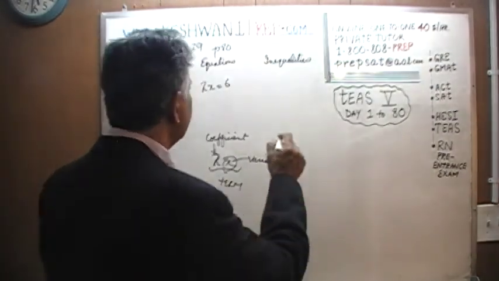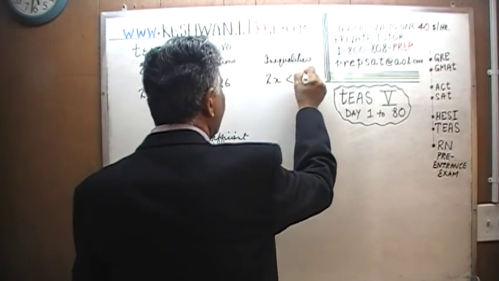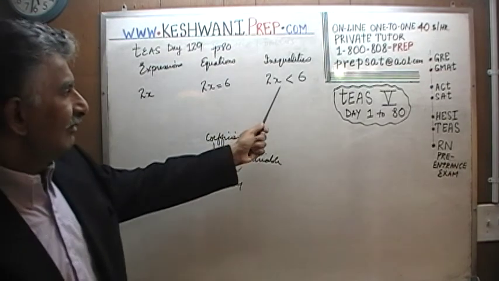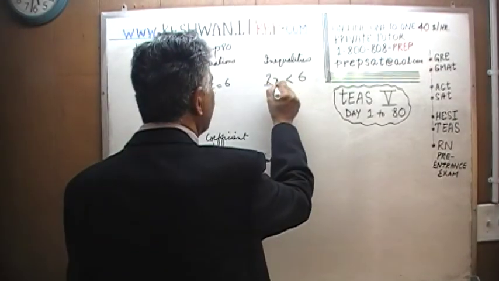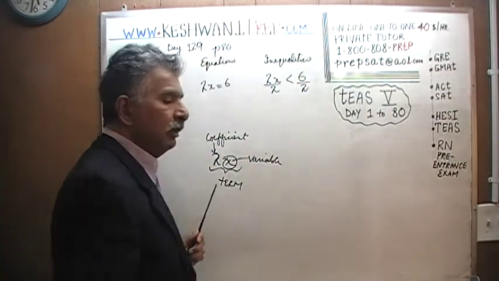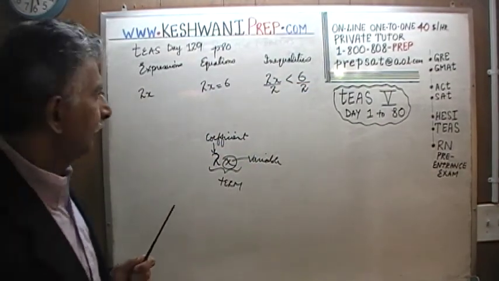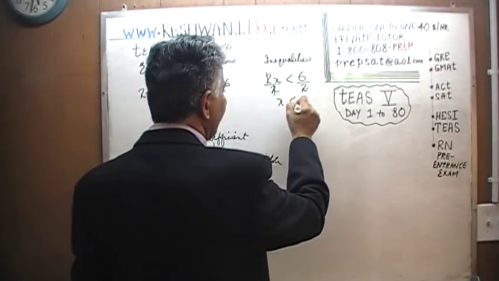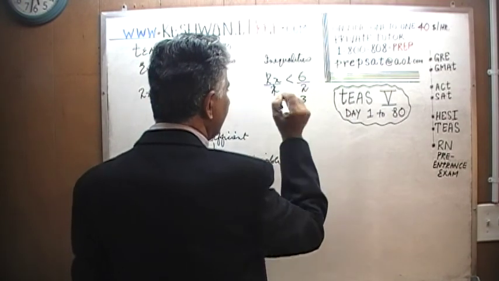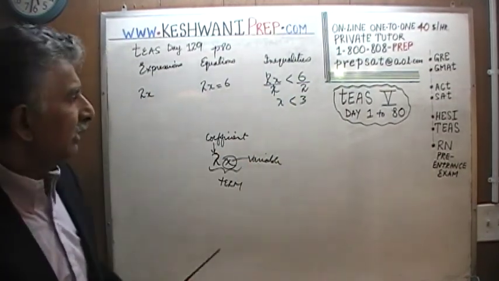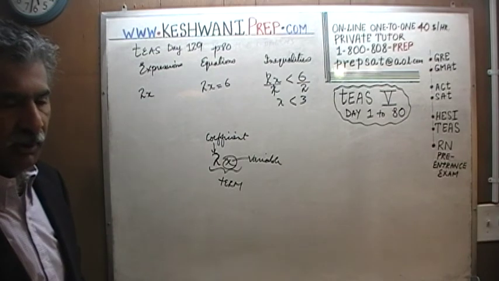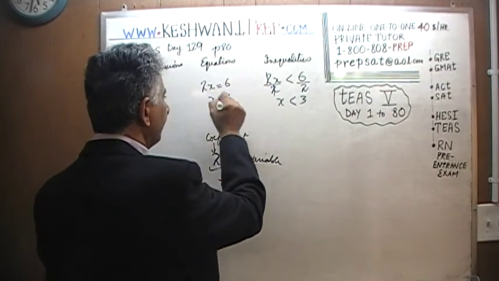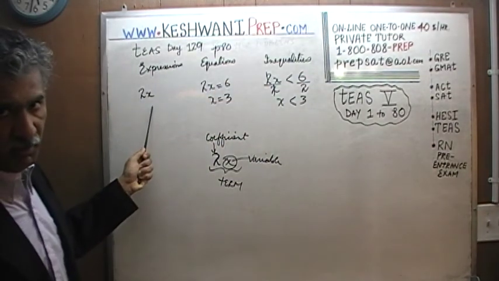Let's carry on. Here we have an inequality. 2x is less than 6. Whatever we can do to an equation, we can do to an inequality. If we were to divide both sides by 2, the 2's are going to drop out, and we're going to find that x has to be less than 6 over 2, which is 3. So the solution to that inequality is that x has to be less than 3, whereas the solution to this equation is x is equal to 3. There is no solution here because it's not an equation, it's just an expression.